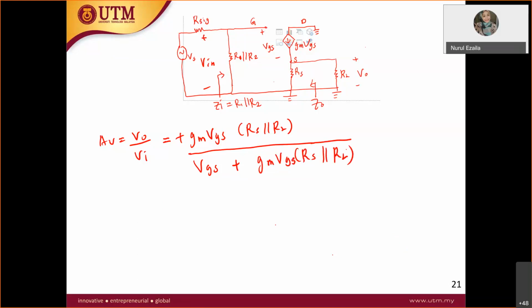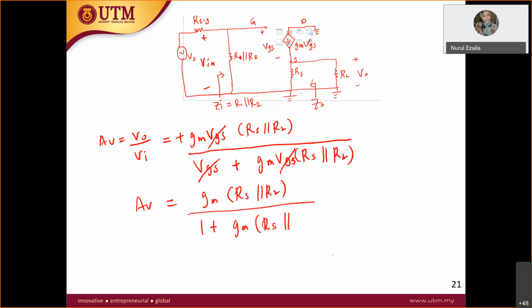So you have to cancel out this VGS. This equation will be simplified as GM RS parallel with RL over, for the simplification, 1 plus GM RS parallel with RL. So this is how we get the AV.